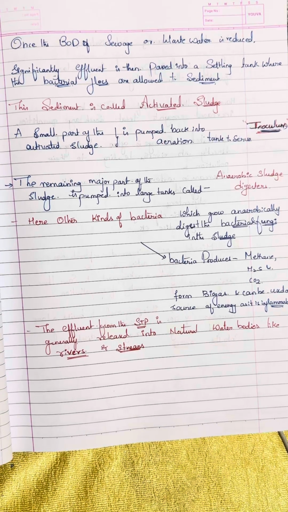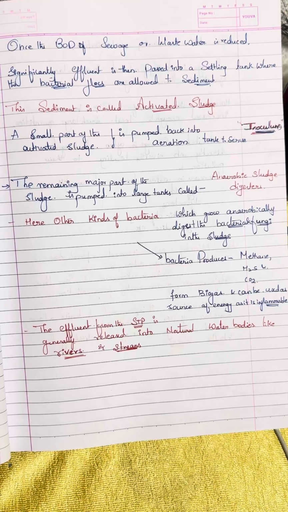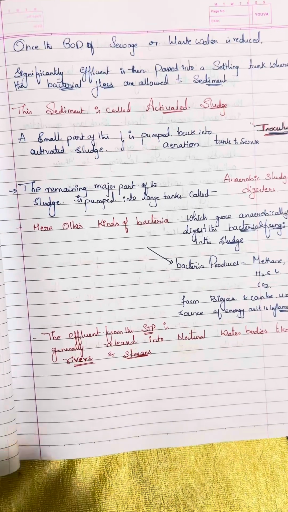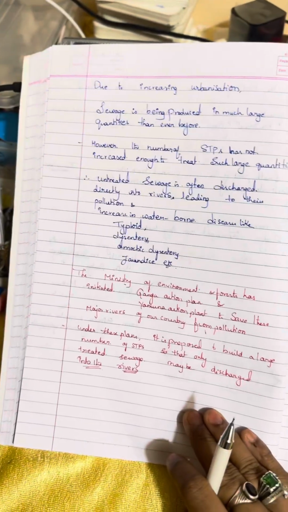The effluent from the STP is generally released into natural bodies like rivers and streams. If necessary, we go for another treatment, so we go through the tertiary treatment if possible.